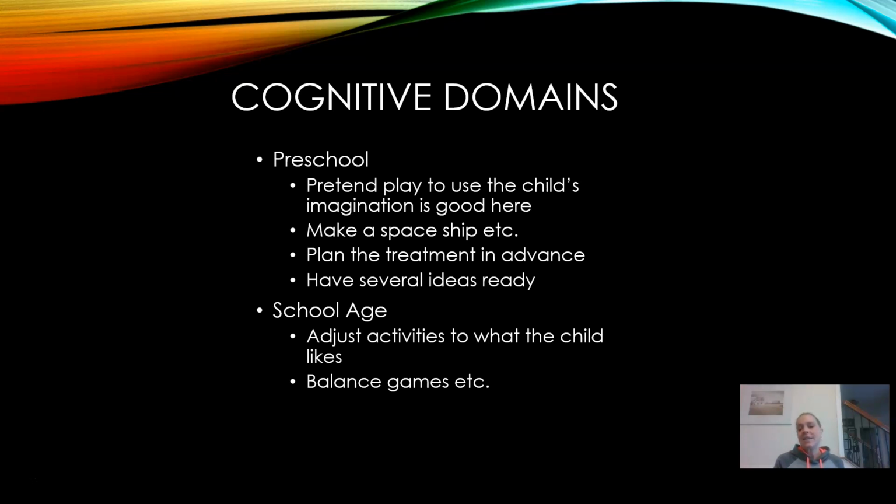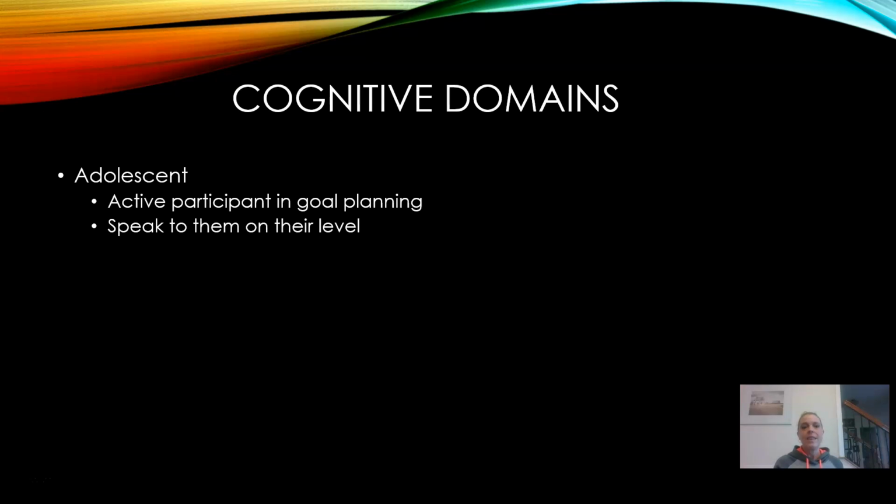School age, kids are pretty clear by this age about what they like and what they don't like. So again, just try to make it fun for them. And then adolescent, speak to them on their level. We're basically dealing with mini adults at this point, so they can become more of an active participant in their goal planning and do usually respond pretty well. So just, again, treat them with respect.